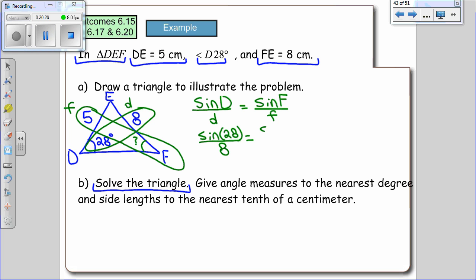We know that if we want to get sine of F by itself, we're going to have to multiply both sides by 5. We punch those numbers in our calculator, so we go 5 times sine of 28 divided by 8, and we get 0.2934, but we know we have to go second sine of that number. You punch that in your calculator, that will tell you what angle F actually is. And in our case, it is 17 degrees. So angle F is 17 degrees.